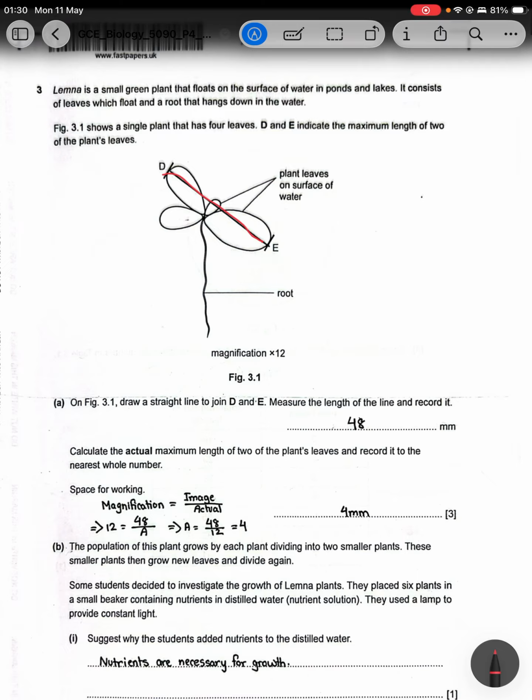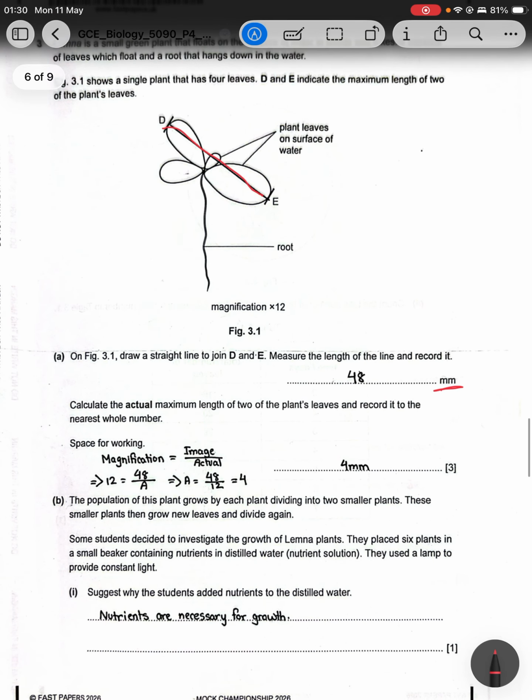And figure 3.1, draw a straight line and measure the length. So since it's in millimeters, you convert centimeter to millimeter, and then you do the magnification calculation, which is image divided by the actual length. So in here we have 12 times magnification indicating here, and the length we measured was 48, so we put 48 here, and then we divide 48 by 12, which is 4, and this is the actual length.